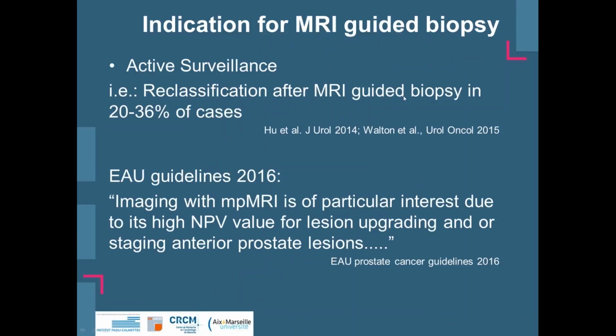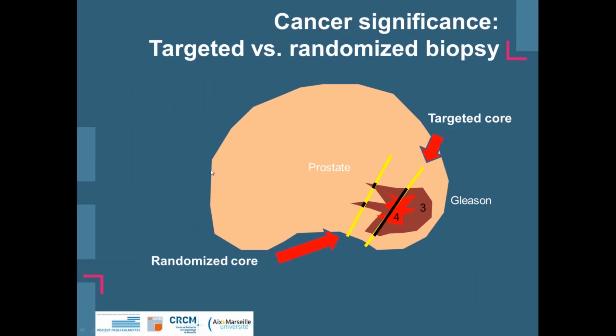If you do an MR-guided biopsy in patients that are candidates for active surveillance, the MR-guided biopsy will upgrade, reclassify up to 35 to 40% of patients due to the better evaluation of the tissue and of the cancer lesion. And this is also supported by the EAU guidelines.